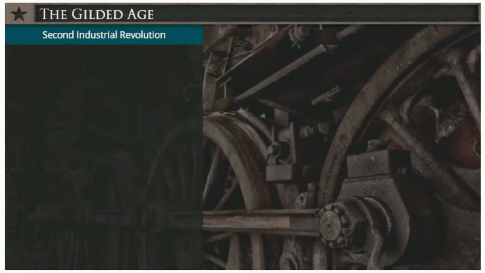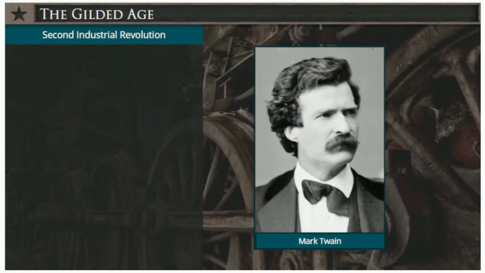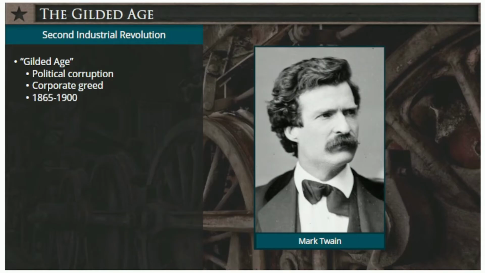During the Second Industrial Revolution, American author Mark Twain coined the term the Gilded Age as a way to describe the widespread political corruption and corporate greed that characterized much of this era. Historians typically date the Gilded Age from 1865 to roughly the end of the 19th century.